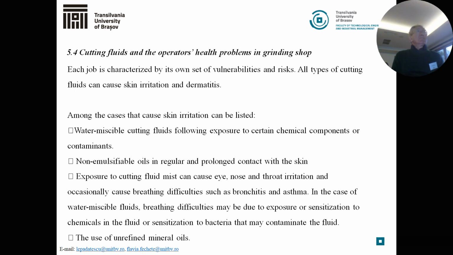Exposure to cutting fluid mist can cause eye, nose, and throat irritation and occasionally cause breathing difficulties such as in bronchitis and asthma. In the case of water miscible fluid, breathing difficulties may be due to sensitization to chemicals in the fluid or sensitization to bacteria that may contaminate the fluid. The use of unrefined mineral oils.